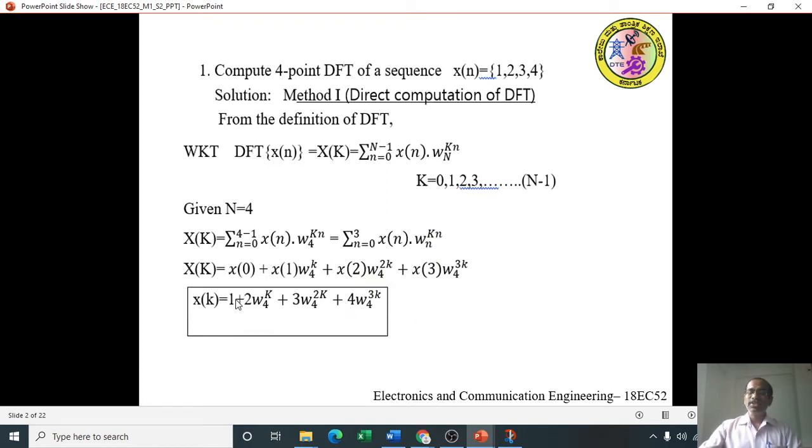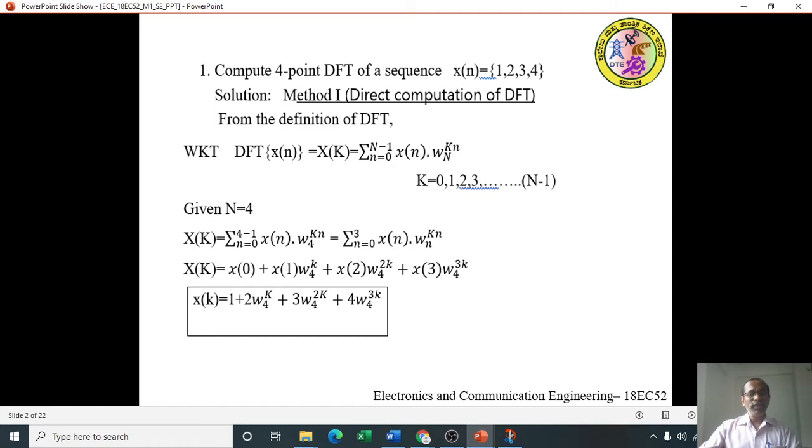So these 3 additions are repeated 4 times. 3 into 4, so 12 complex additions are required. Totally, to compute the 4-point DFT of a sequence, we require 4 square, 16 complex multiplications, and 4 into (4 minus 1), that is 4 into 3, 12 complex additions.